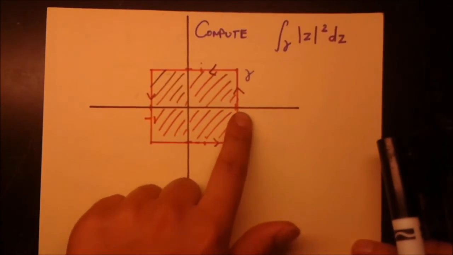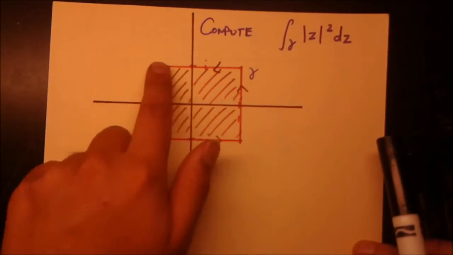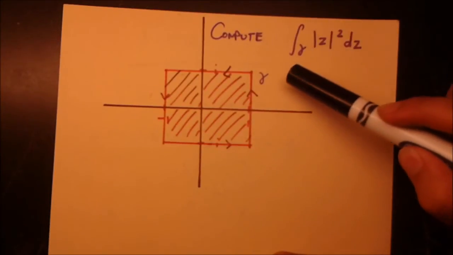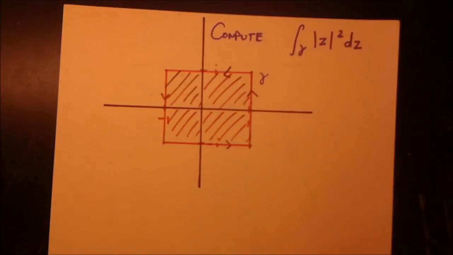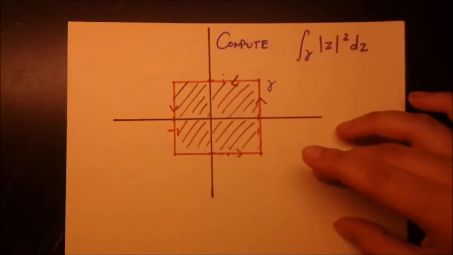So this is 1, this is i, this is -1, this is -i, and this is a square of length 2, because it's 1 in each direction. So we want to compute the integral over the square of |z|^2 dz. Now, we don't need to use Green's theorem for this, right? You can just use the techniques we learned in the previous video.